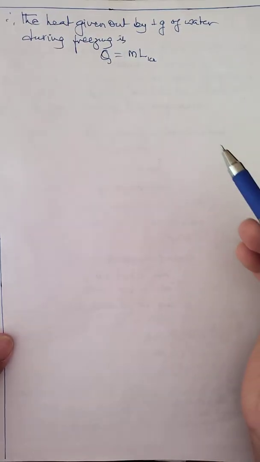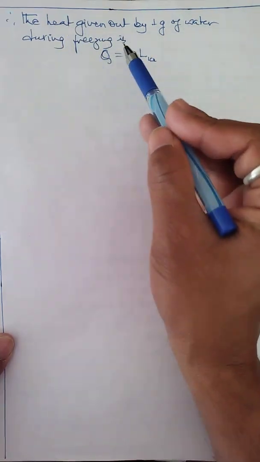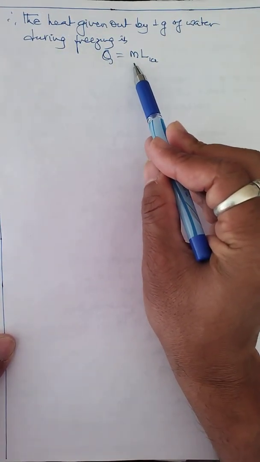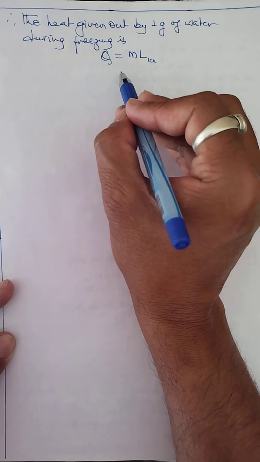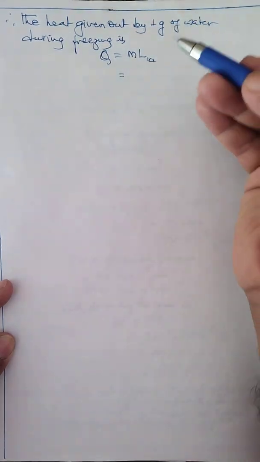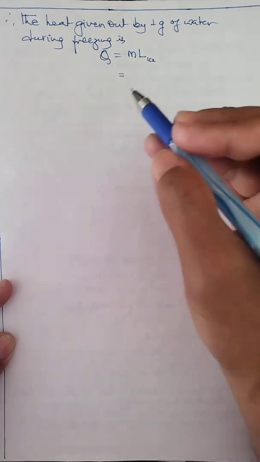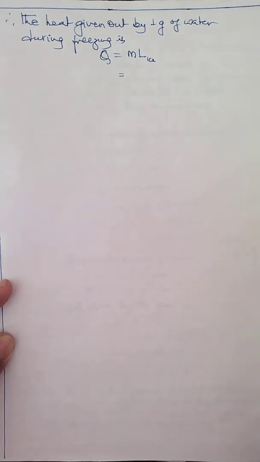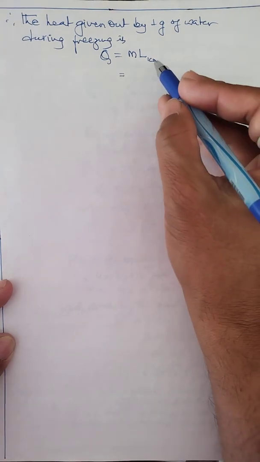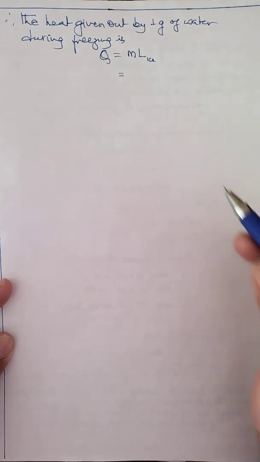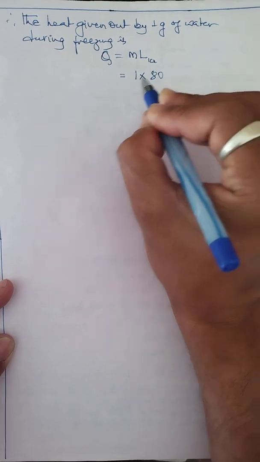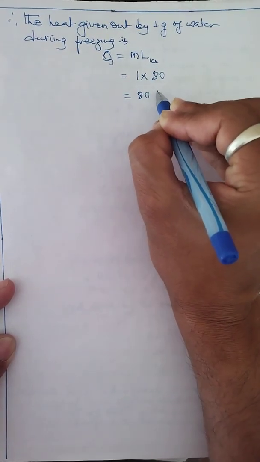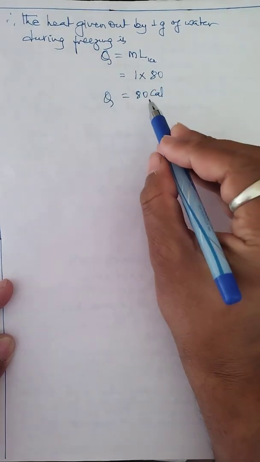So children, first of all, what do we calculate now? The heat given out by 1 gram of water during freezing, and the formula is Q equals M into L ice. L ice means the latent heat of melting of ice. The latent heat of melting of ice and the latent heat of freezing of water are always the same, and that value is given as 80 calorie per gram. The mass is 1 gram and the latent heat is 80, so Q equals 80 calorie.